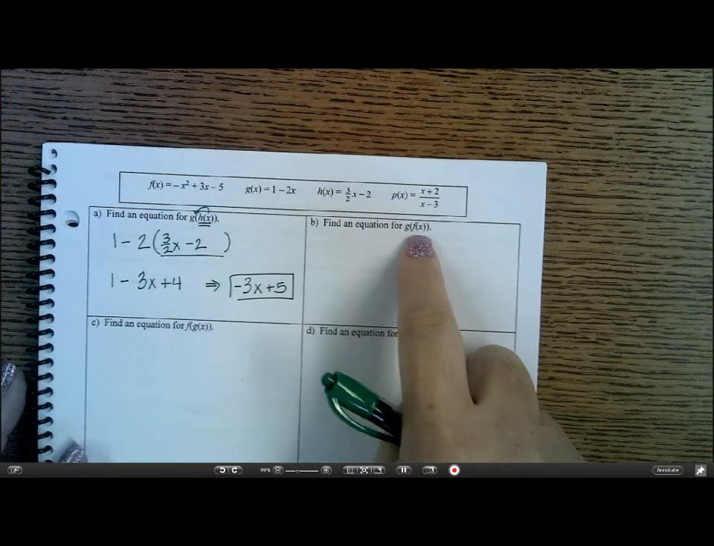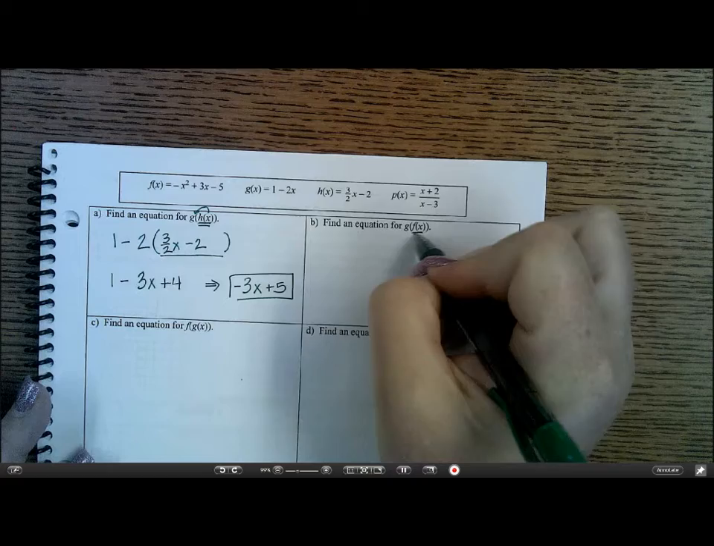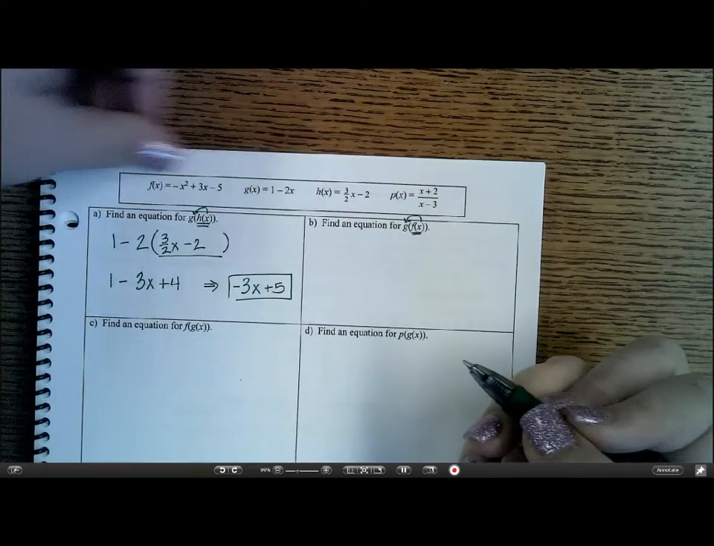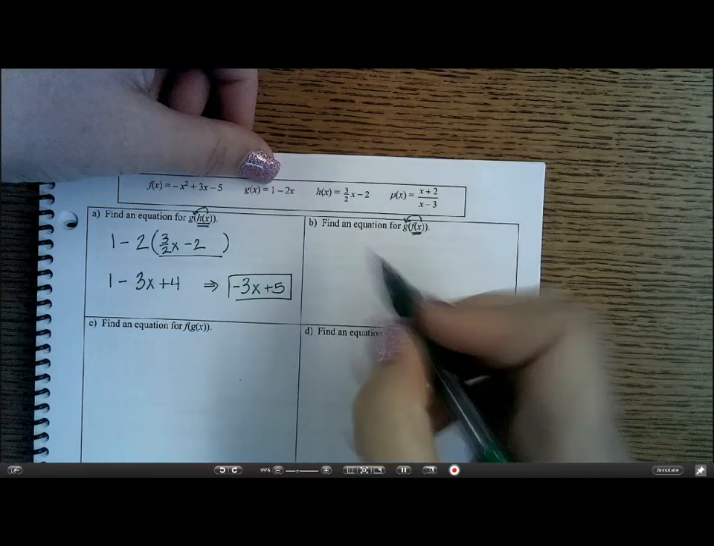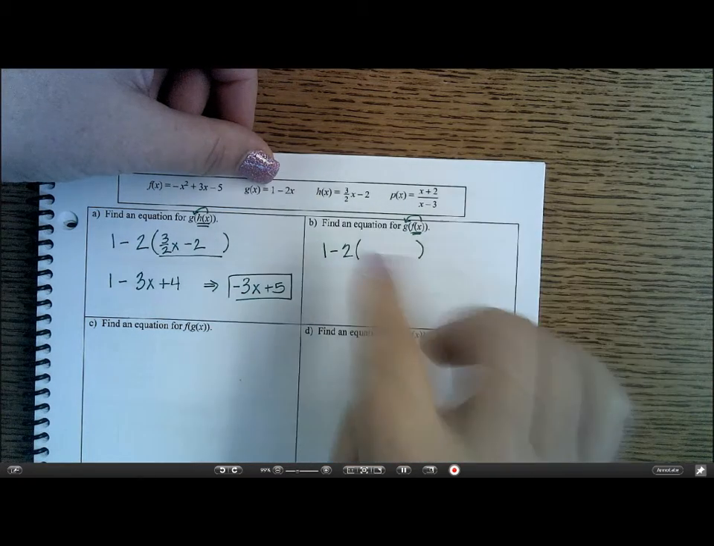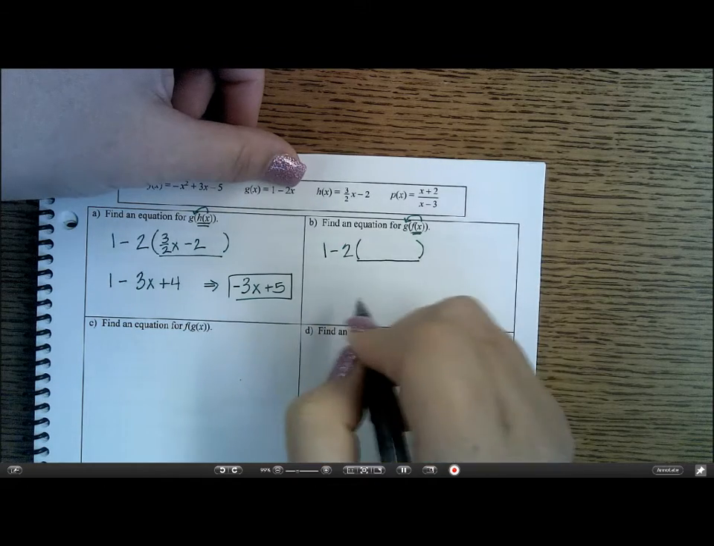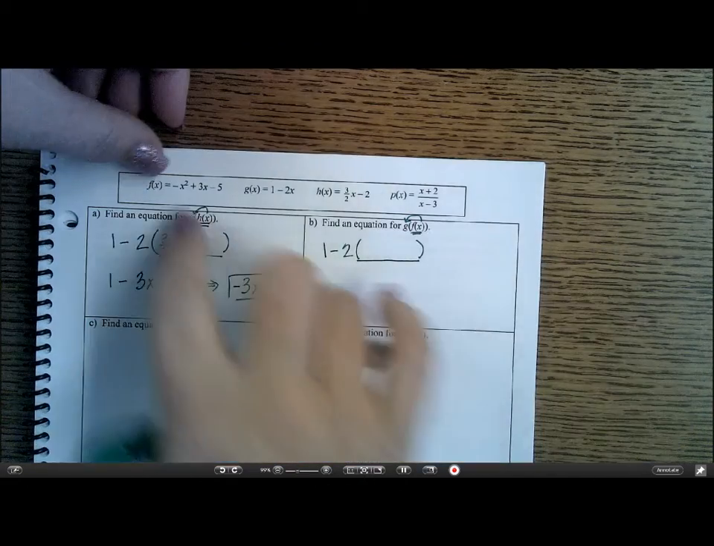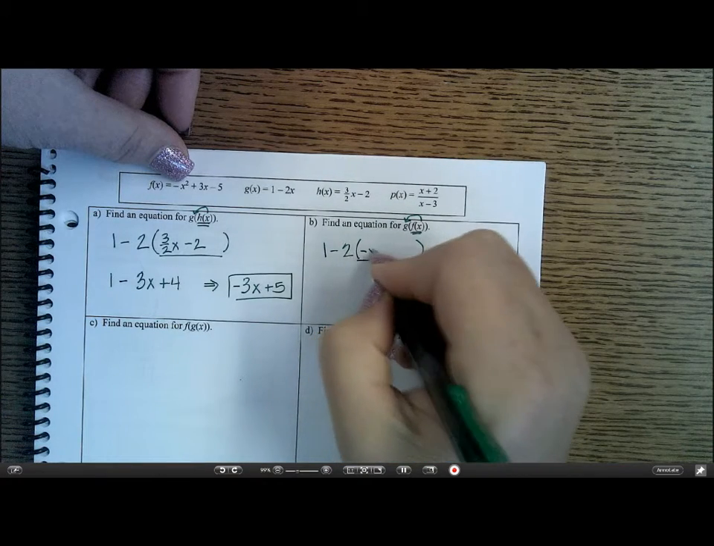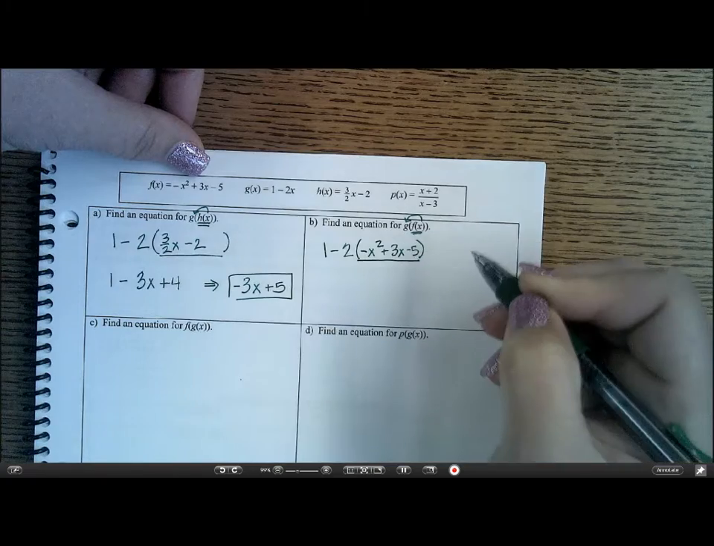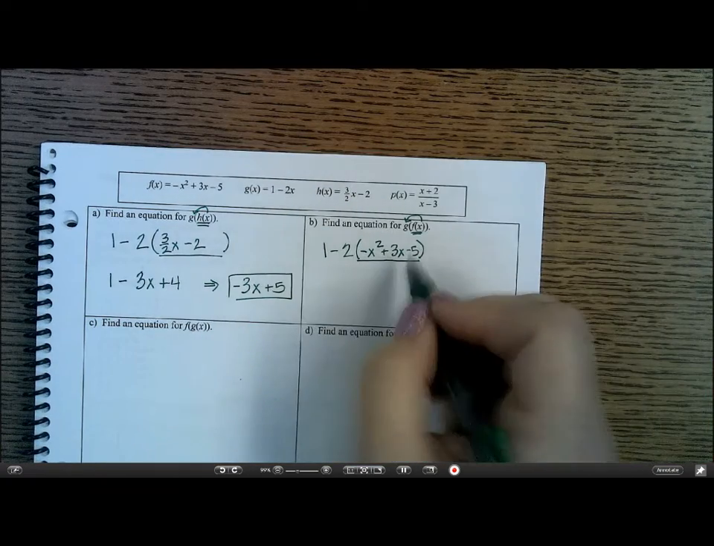So what this is saying is you're going to take the f function and you're going to plug it into the g. So the g function, again, is going to be 1 minus 2 times my x. So I am replacing the x with my f of x. So my f of x is negative x squared plus 3x minus 5. Then I just go ahead and distribute.